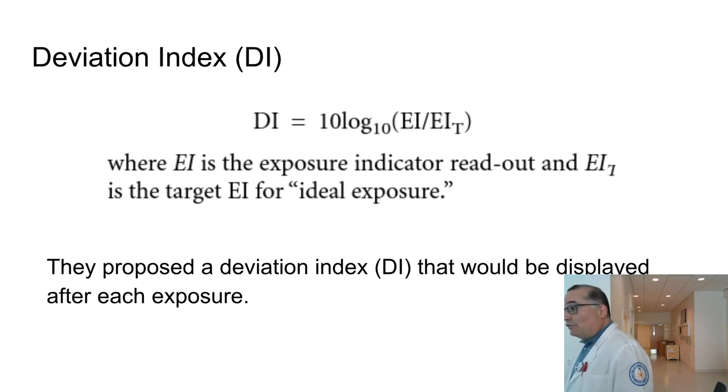Of course, the manufacturers have to get on board because they have to put out a DI number every time the exposure pops up. And it means that internally, it might still work with whatever its version of the exposure indicator is, and then convert that to a DI so that everyone knows what we're talking about.